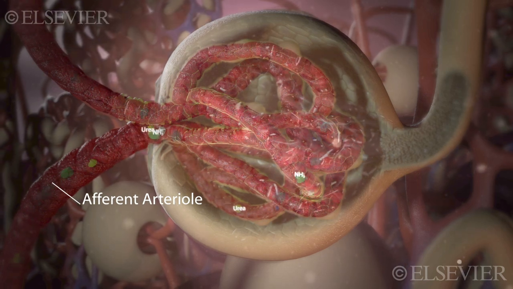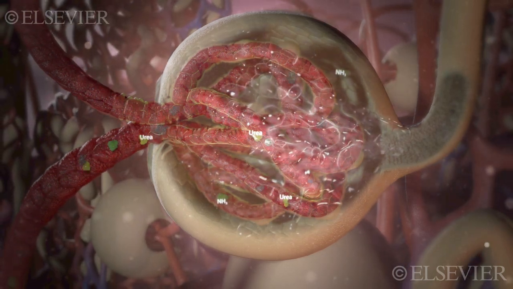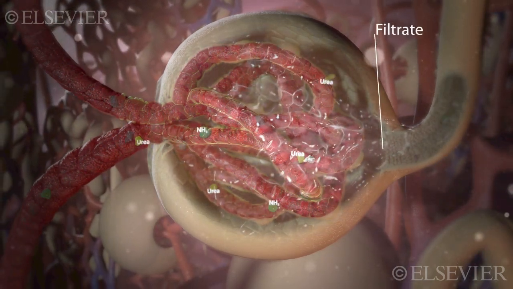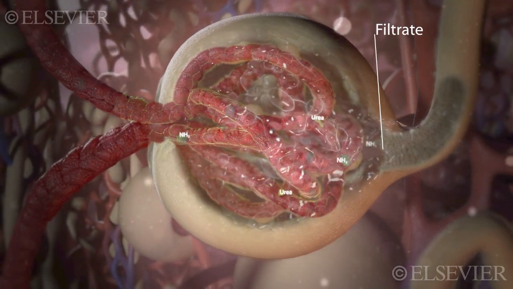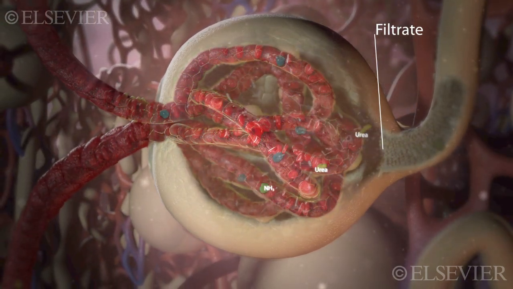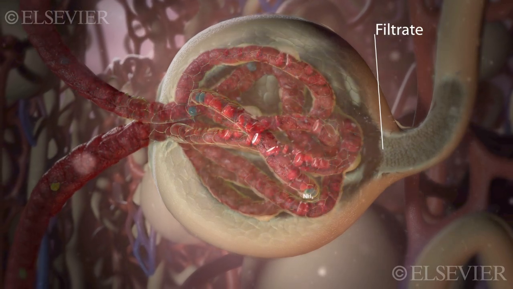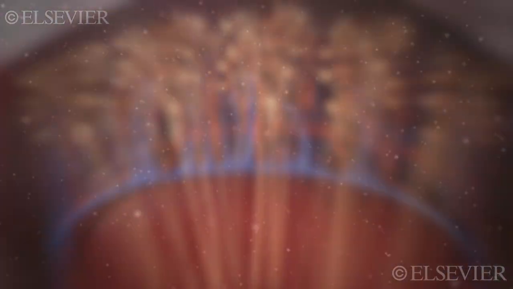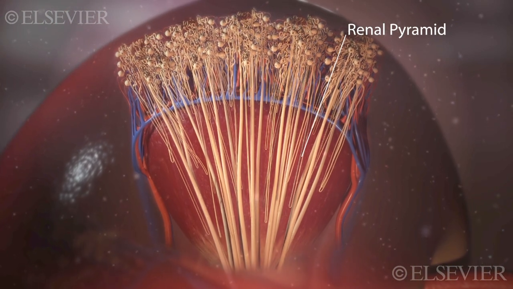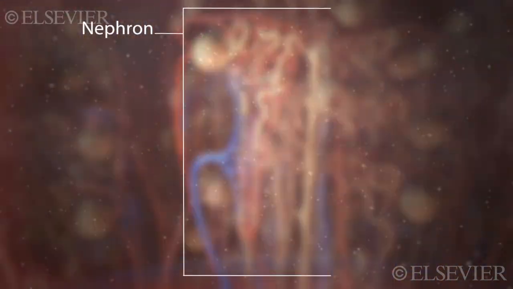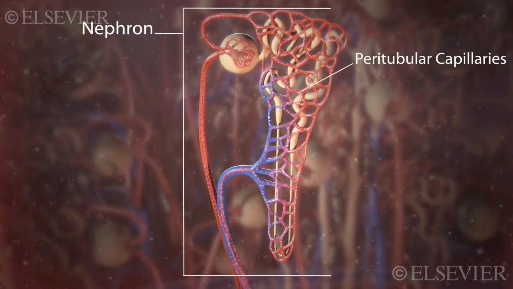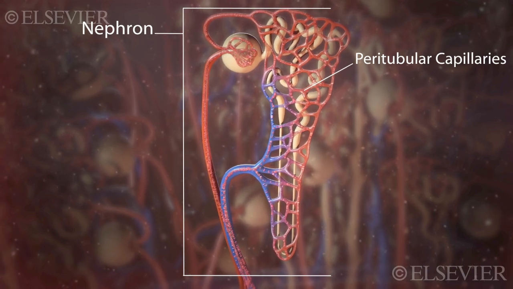of the blood. Water, glucose, ions, and wastes are filtered into the hollow Bowman capsule, forming a fluid called filtrate. Proteins and blood cells are too large to be filtered through the wall of the glomerular capillaries, so they remain in the blood. Most of the renal pyramids consist of the renal tubules of the nephrons. The nephrons are surrounded by peritubular capillaries, which branch off of the efferent arteriole.